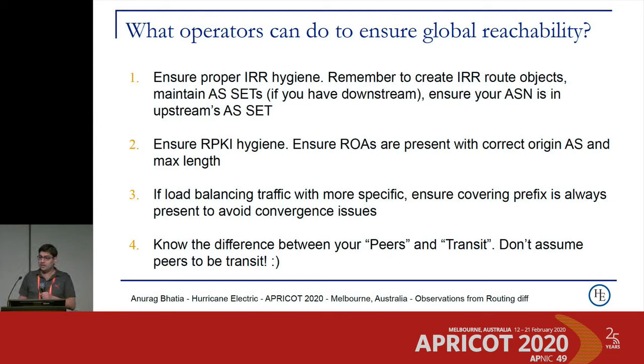So some conclusions: what operators should do for global reachability, ensure you have proper IRR hygiene. By IRR hygiene, I mean make sure that you create valid route objects. If you have IP space from APNIC, go and create it in APNIC's IRR. If you have prefix allocations from ARIN, go and create it with ARIN and so on. Or maybe use something like RDAP or ALTDB, whatever works for you.